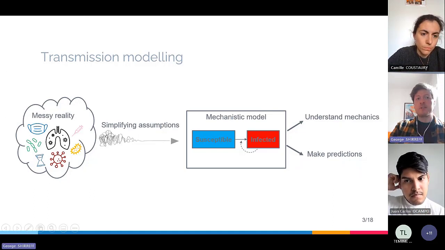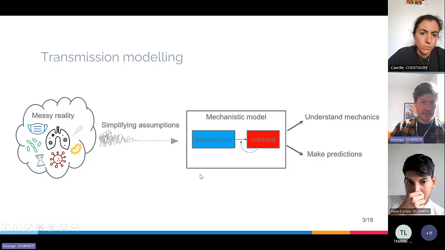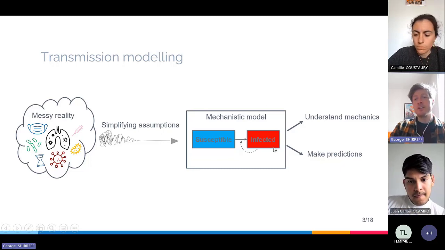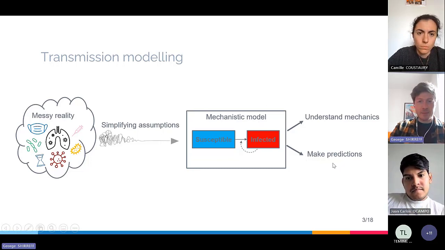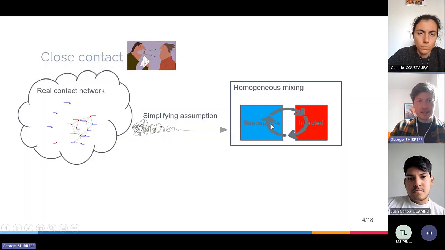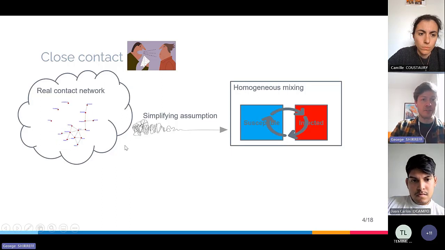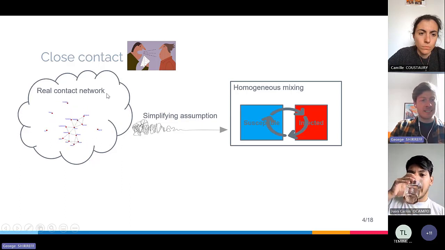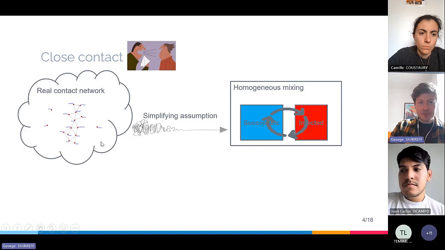When we model transmission, we are taking the messy reality and applying some simplifying assumptions to it in order to make a model, like a simple mechanistic model that we can use to understand the mechanics and to make predictions. And here, this is just a model with susceptible individuals and infected individuals. And one of the key assumptions that we are having to simplify is that of the contact between individuals. So the reality of contact is that it's a dynamic network with different types of contact.